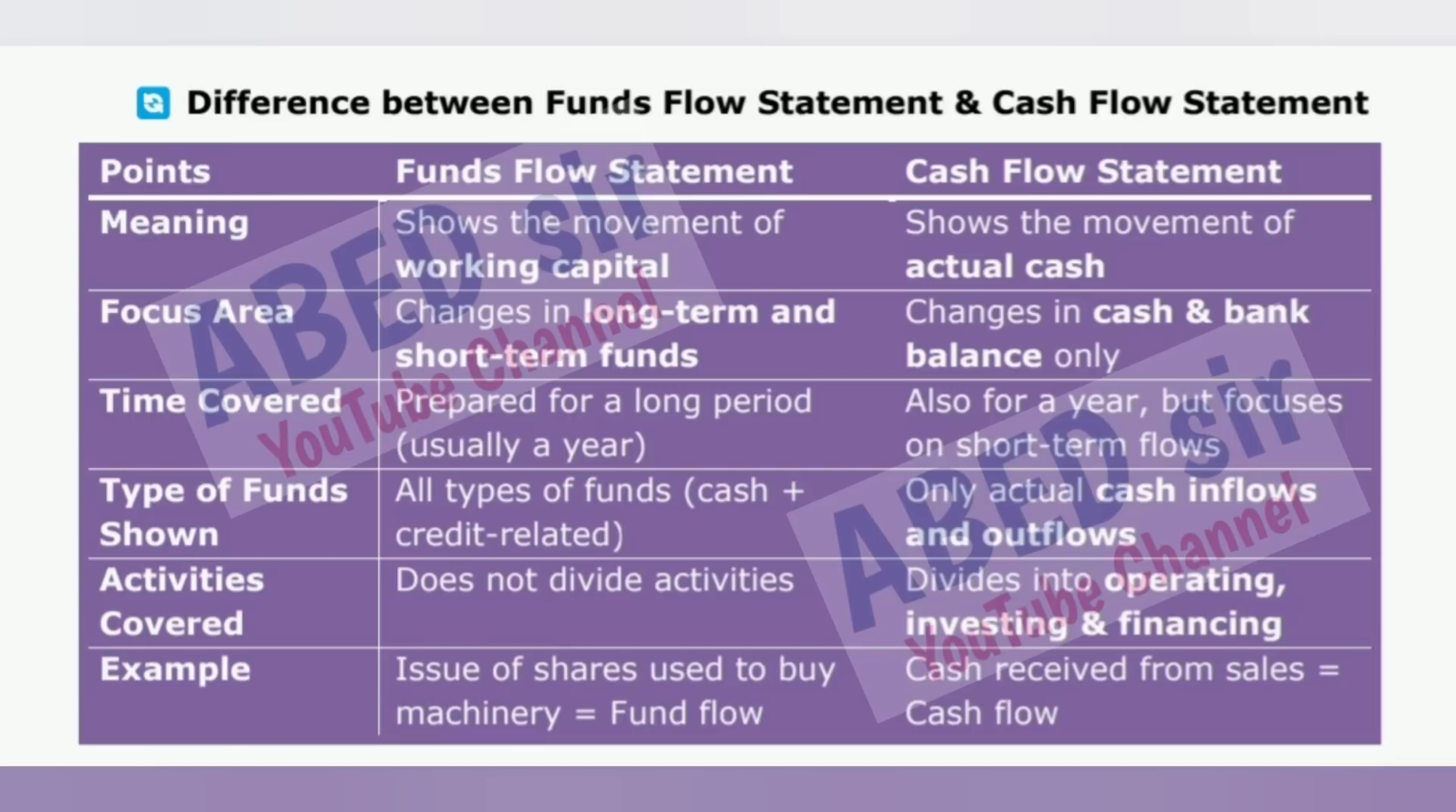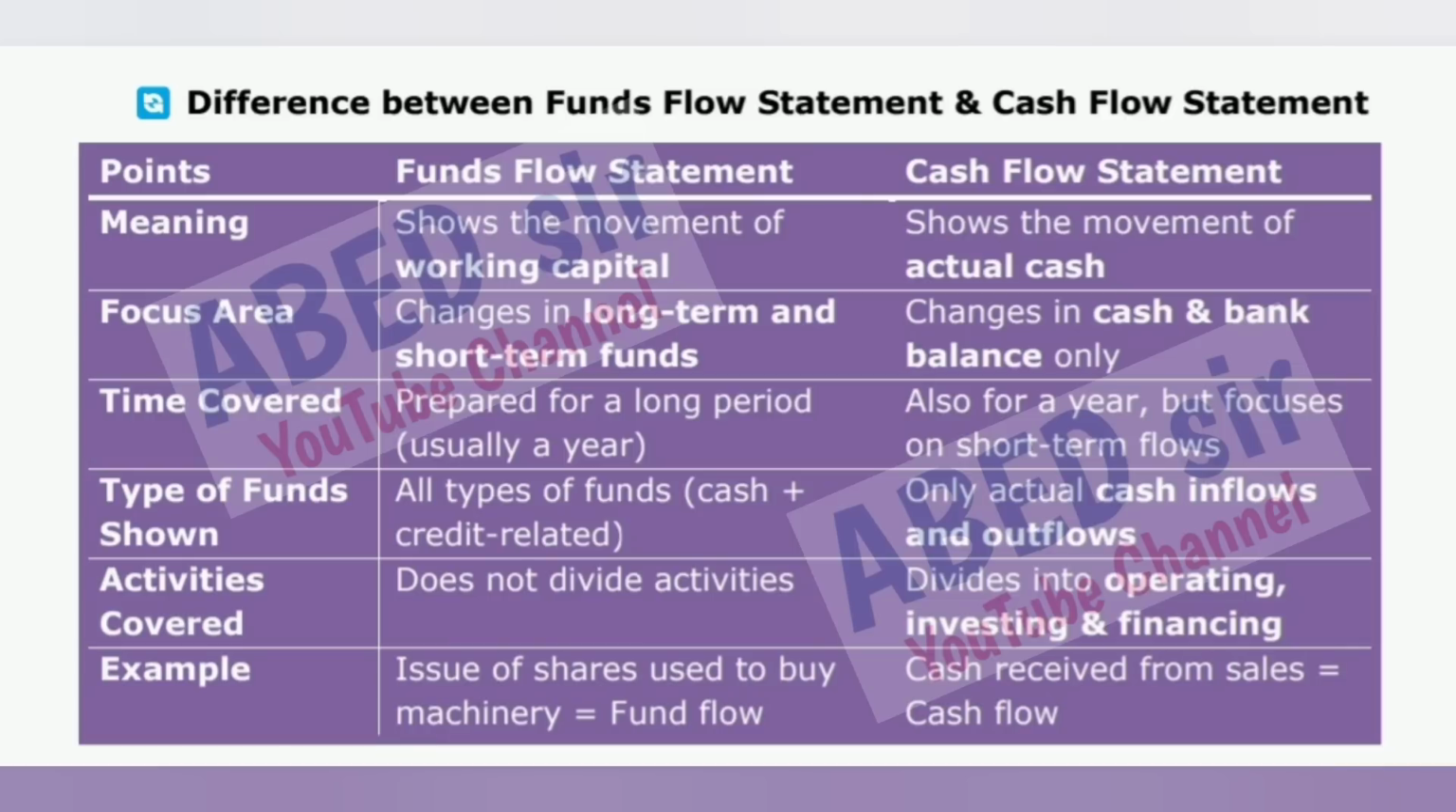Meaning: the funds flow statement shows the movement of working capital, the cash flow statement shows the movement of actual cash. Focus area: changes in long-term and short-term funds, versus changes in cash and bank balance only. Time covered: the funds flow statement is prepared for a long period, usually a year; the cash flow statement is also for a year, but focuses on short-term flows. Type of funds shown: all types of funds, cash plus credit related, versus only actual cash inflows and outflows. Activities covered: the funds flow statement does not divide activities, the cash flow statement divides into operating, investing and financing.